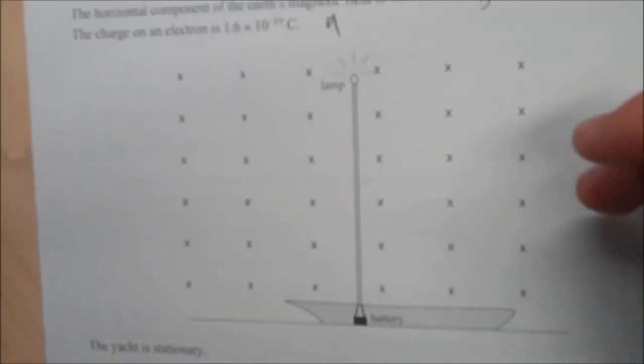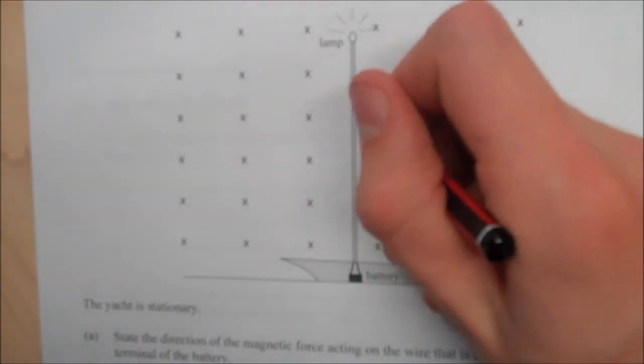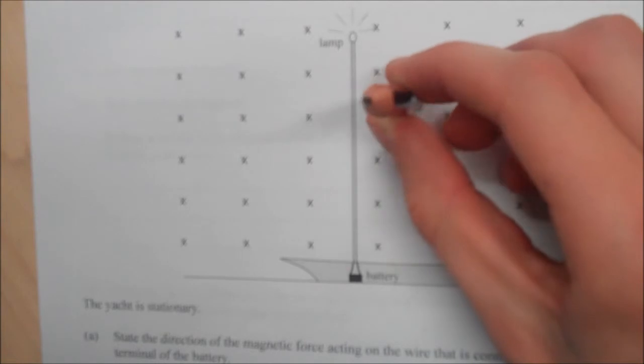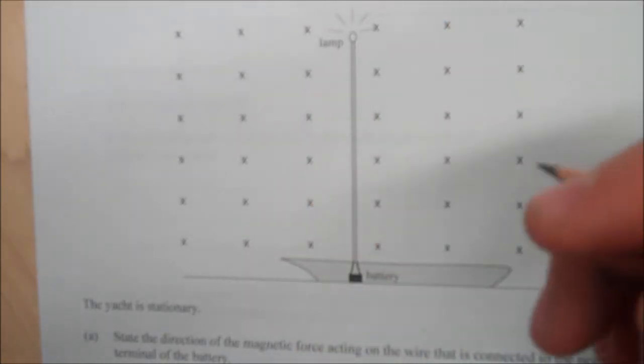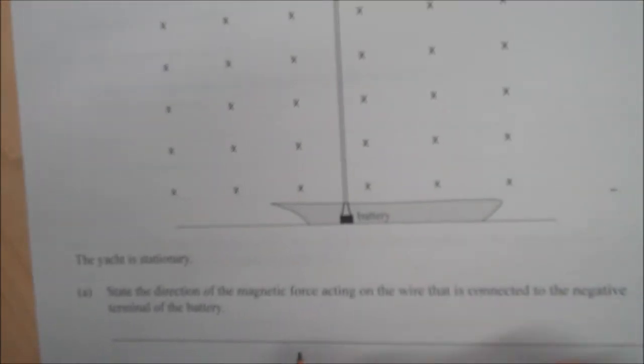So there's the picture, and these crosses mean that the magnetic field is coming towards us, if you can see my pencil. That's what it means. So we need to state the direction of the magnetic force acting on the wire that is connected to the terminal of the battery.